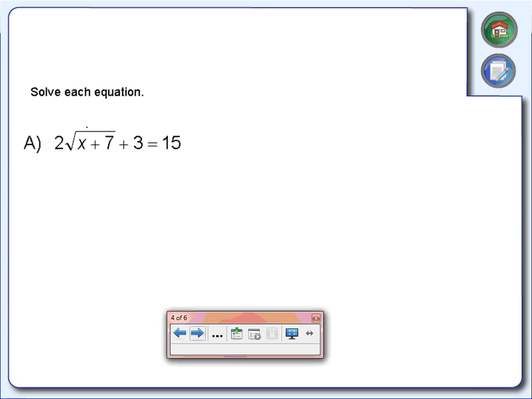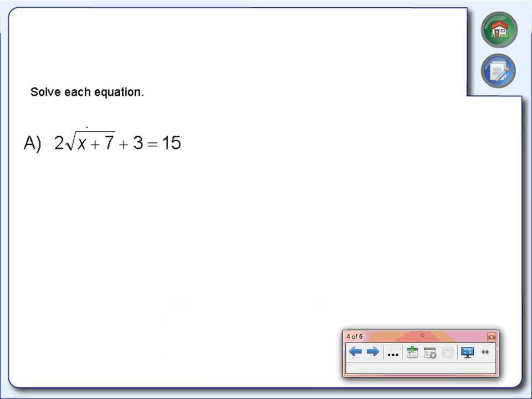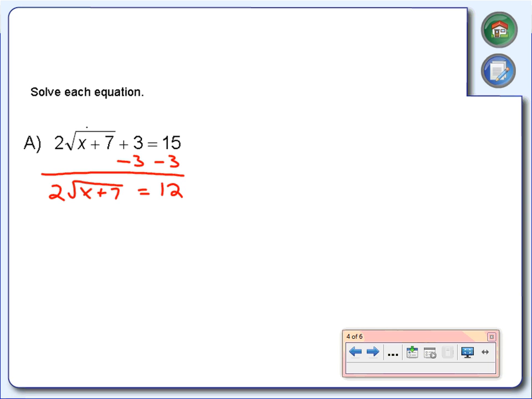All right, so let's go to the bottom of the page and let's look at A. A, we want to solve for x. Notice there's a couple of things hanging outside of the square root, so we're going to have to take care of that problem first. The first thing I'm going to do is move this 3 over. So let's see, 15 minus 3 is 12.